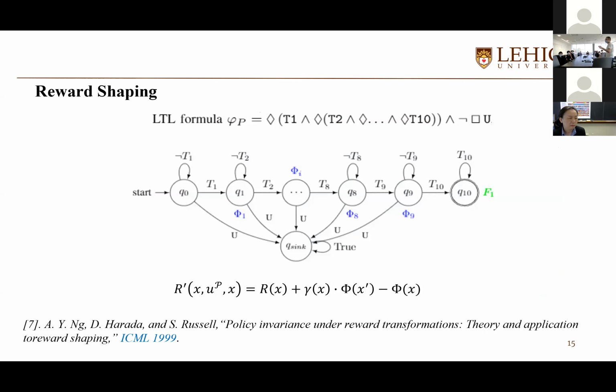But if we only assign the positive reward to the destination nodes, we have an issue of sparse reward. So I do a reward shaping process so that we can assign reward to the other states, which will not influence the original optimal solutions.